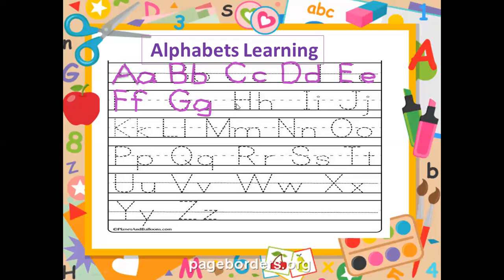A standing line from top to the bottom and another standing line from top to the bottom, and then match these two standing lines with a sleeping line. Okay. Now we are going to revise the letter G, lowercase letter G.